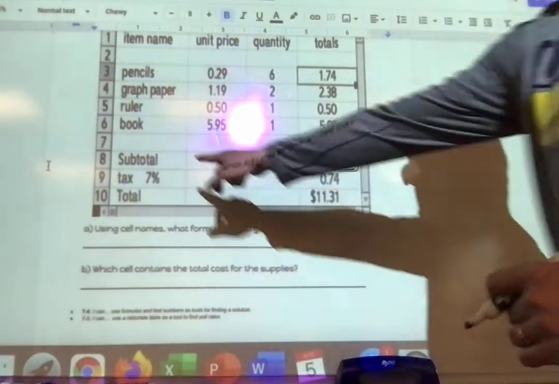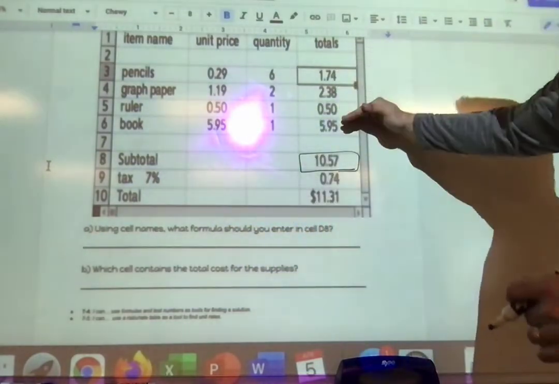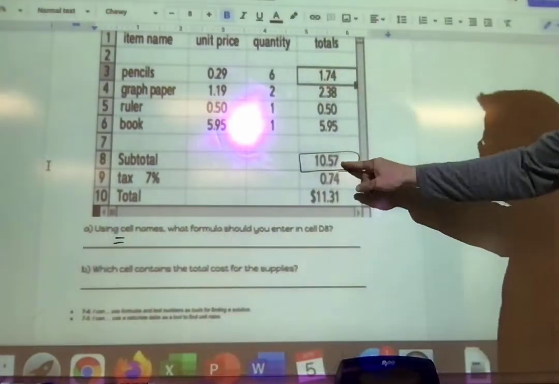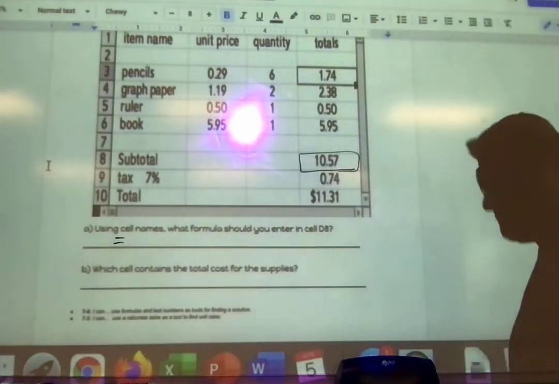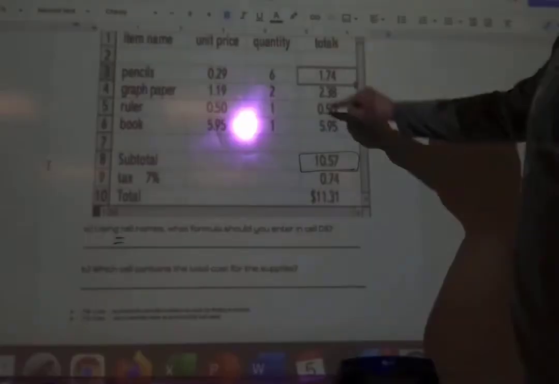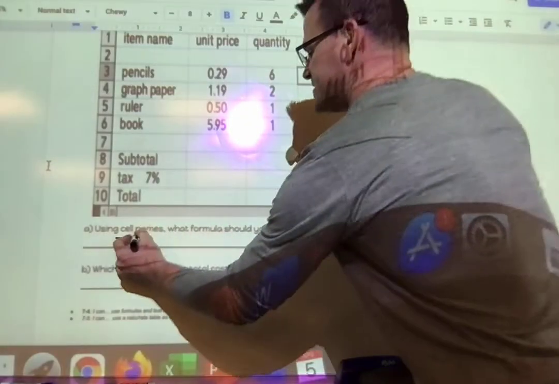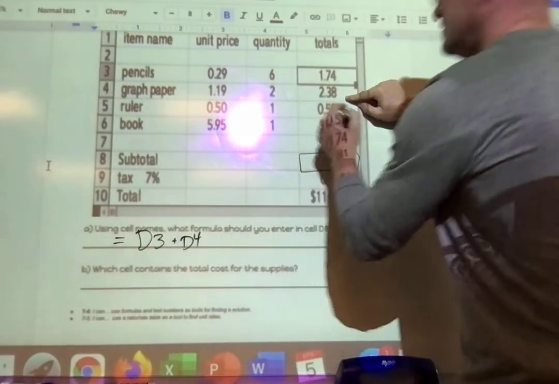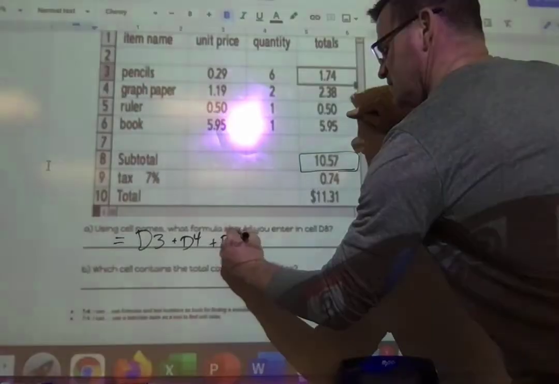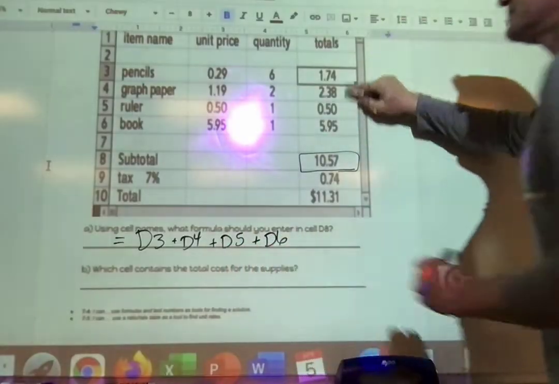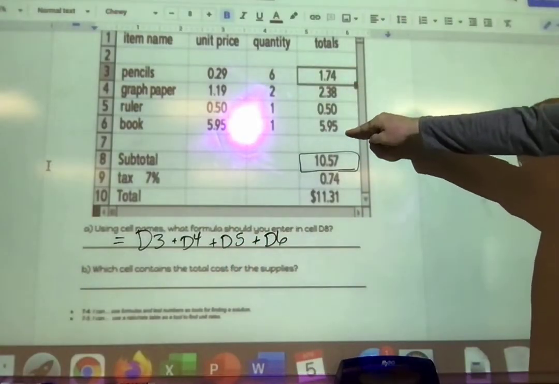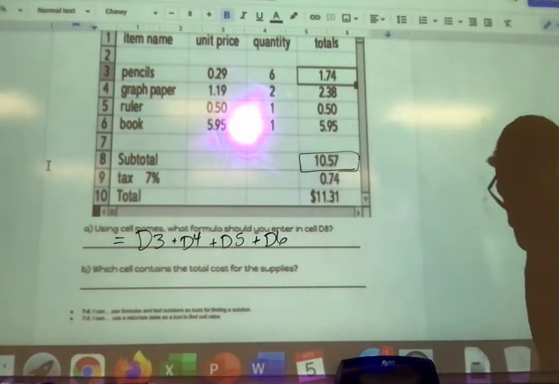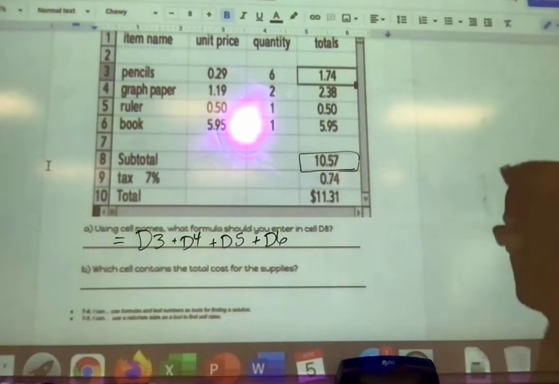So what do I have to program to get the subtotal? What all of these things cost? So we'll need to put an equal sign, remember, when we click in there, to tell it to do a formula. And we're just going to add up all of our total costs here. So I could say I want it to equal D3 plus D4 plus D5 plus D6. If I tell it to do that, it'll add it all up for me. And there's my subtotal, $10.57.